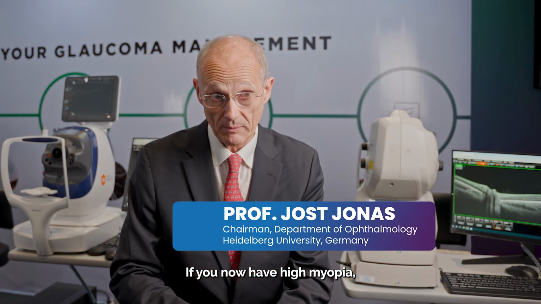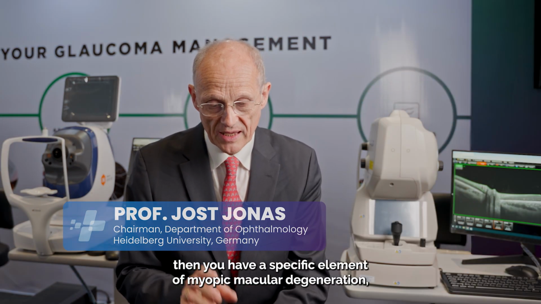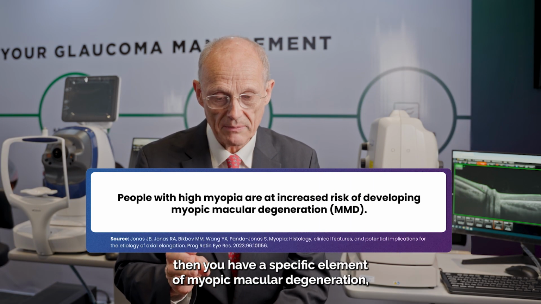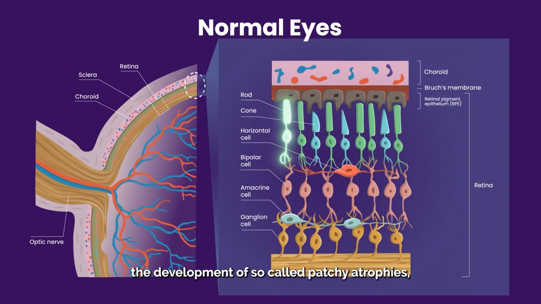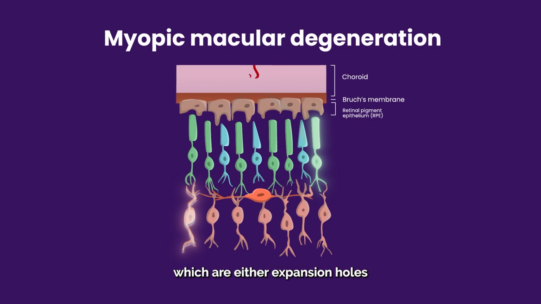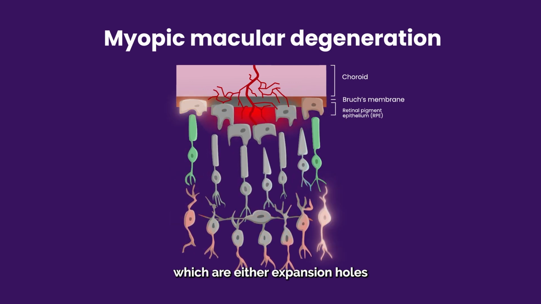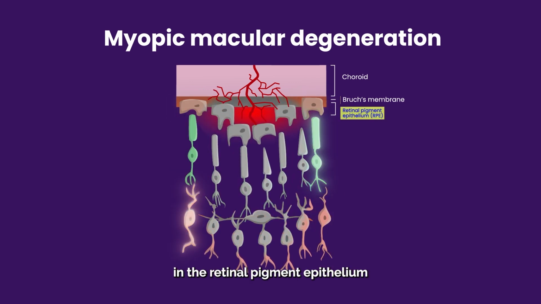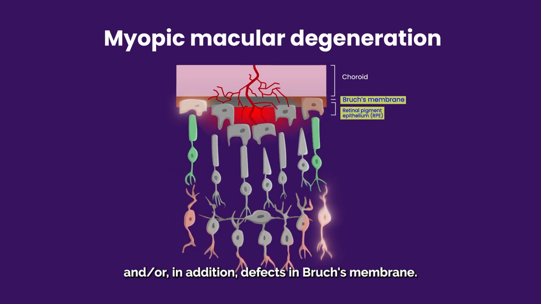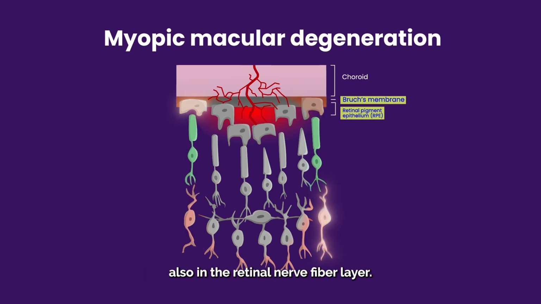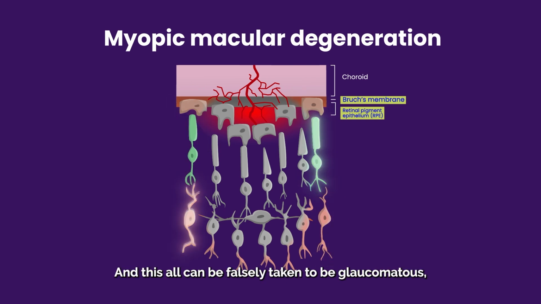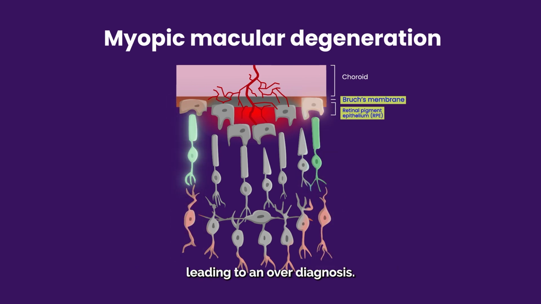If you now have high myopia, then you have a specific element of myopic macular degeneration, the development of so-called patchy atrophies, which are either expansion holes in the retinal pigment epithelium and/or, in addition, defects in Bruch's membrane. This leads to marked changes in the overlying retina, also in the retinal nerve fiber layer, and this all can be falsely taken to be glaucomatous, leading to an overdiagnosis.